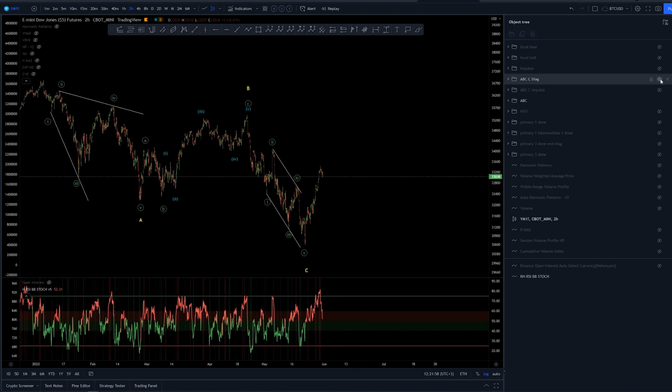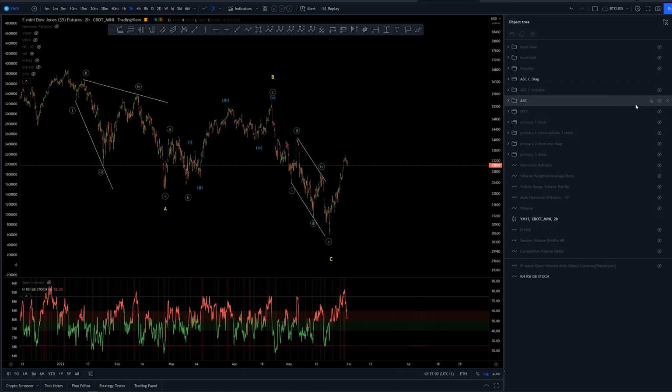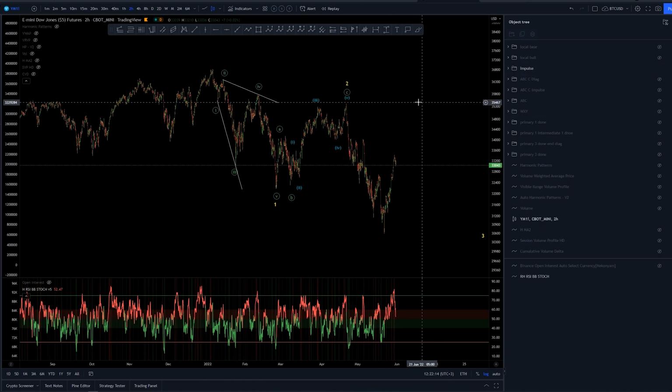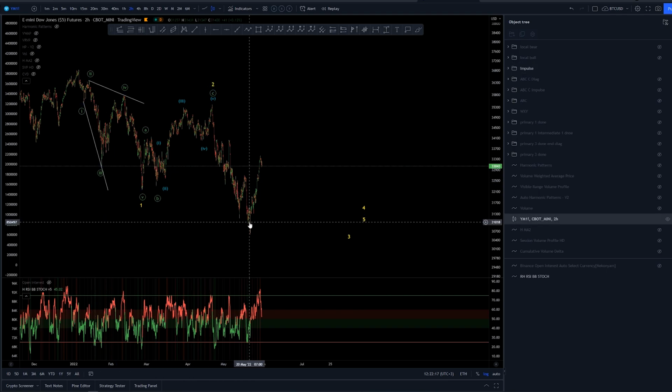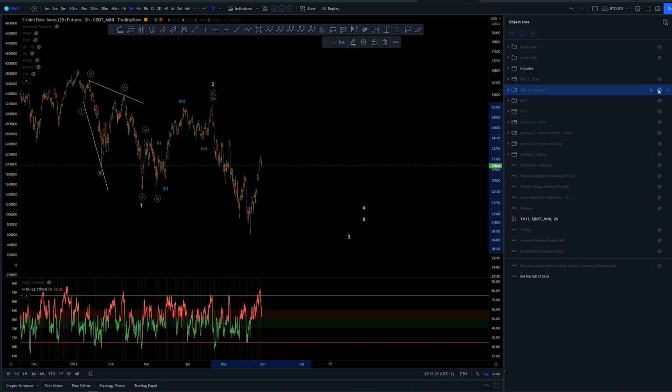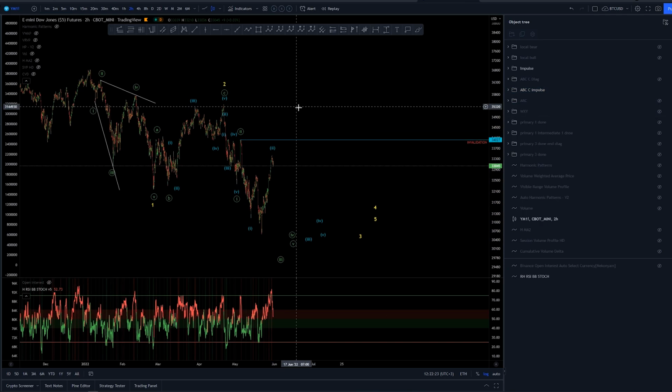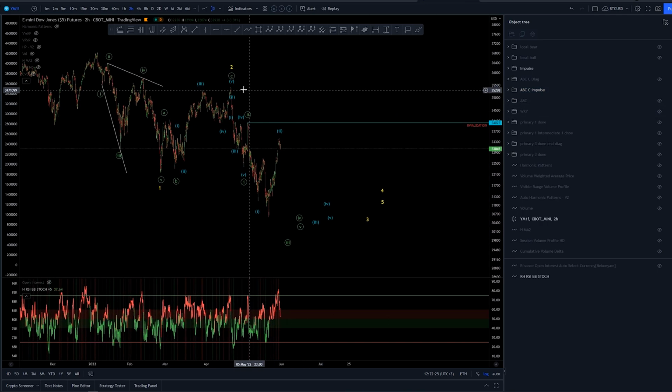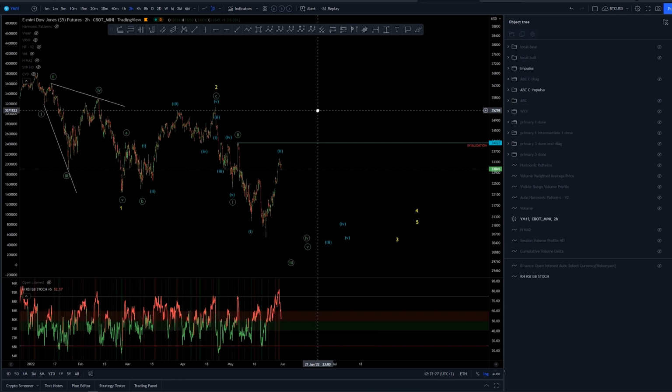Now the difference between this ABC diagonal and the first WXY count is just the internal wave structures, how you want to label these, as there are plenty of options. Now the last bit is, of course, instead of having the ABC here, we would have a 1, 2, and at that point we can be using these counts here as reference and use it for multiple counts.